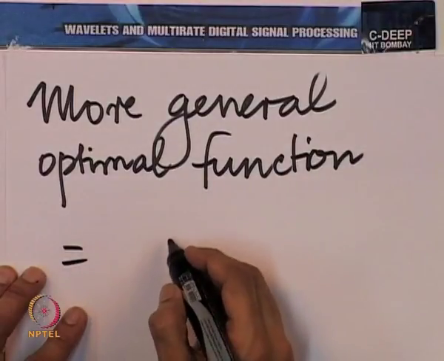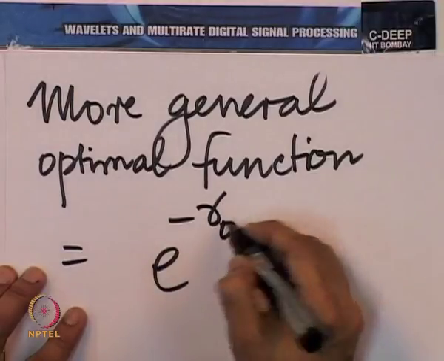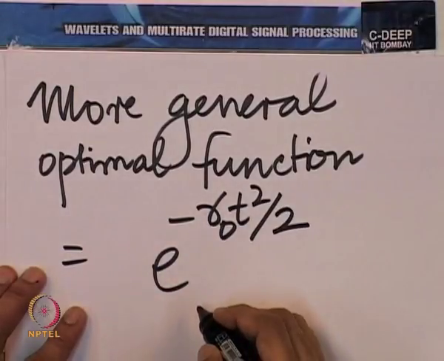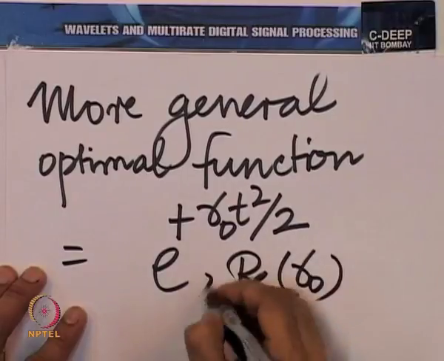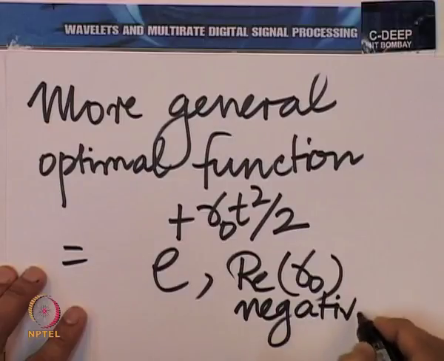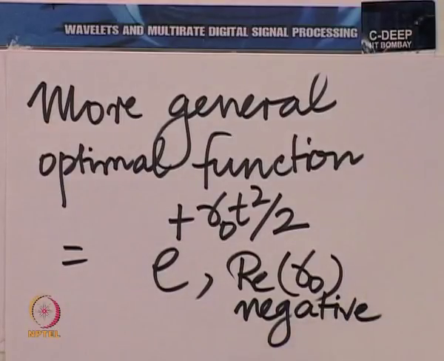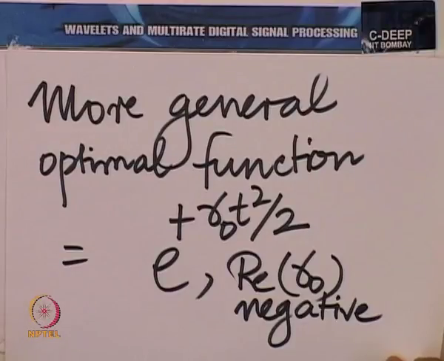The more general optimal function is of the form e raised to the power minus gamma 0 t squared by 2, or you could say plus gamma 0 t squared by 2 with the real part of gamma 0 negative. If you wrote minus gamma 0, of course, you could say the real part is positive, either way, whatever you wish to write. So, gamma 0 could be complex in general, that is what I mean. Anyway, essentially it is a Gaussian that is optimal. In a way that is good news, in a way it is bad news. The good news is that we know what the optimal function is. We know that the Gaussian is optimal.